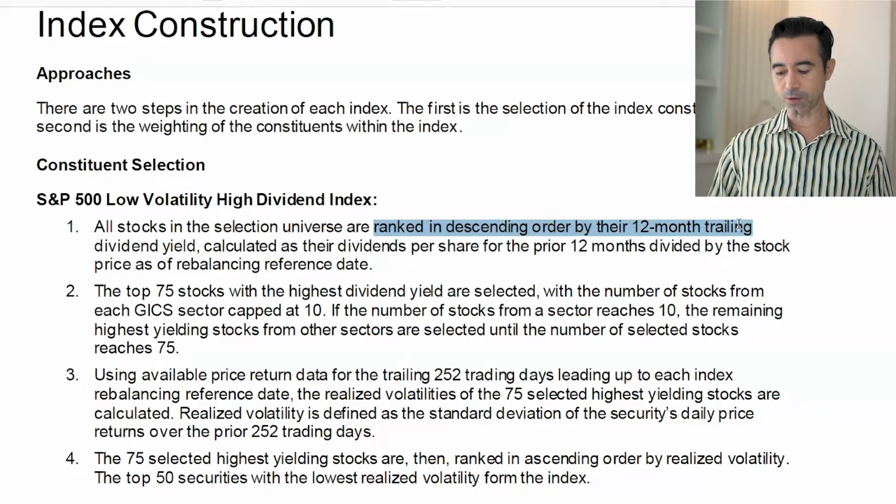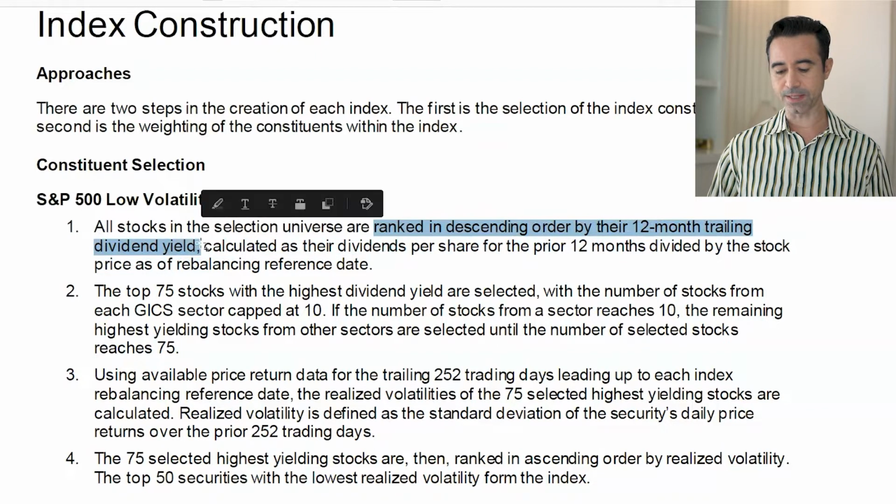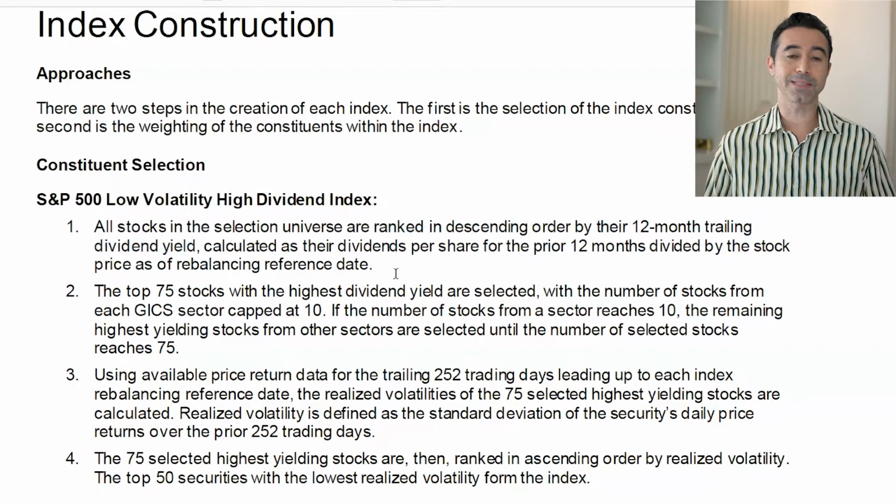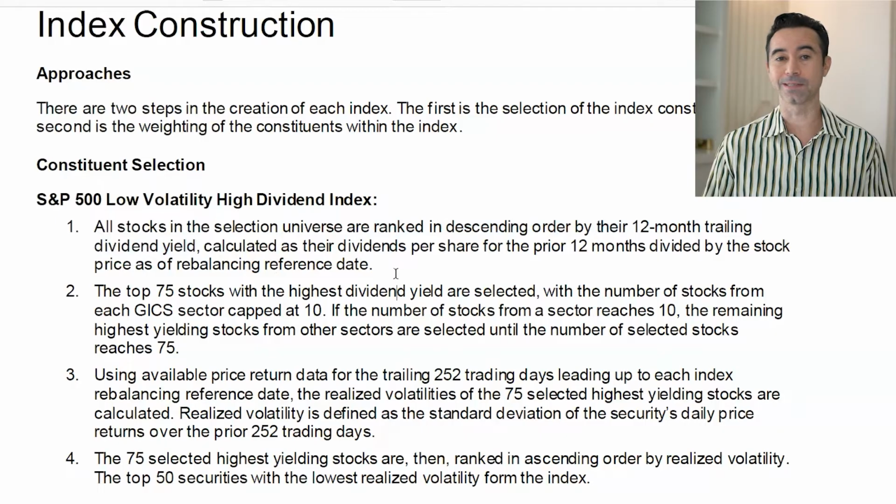Now, how do they do that? They take all the companies that pay dividends inside the S&P 500, and they put them together. They rank them in descending order based on their 12-month dividend yield. And so what's that mean? They take all the 500 companies in the S&P 500, they remove all the ones that don't pay dividends, then they put all the ones in descending order from the highest dividend at the top all the way to the bottom. And so now you have all the high dividend paying stocks in the S&P 500.